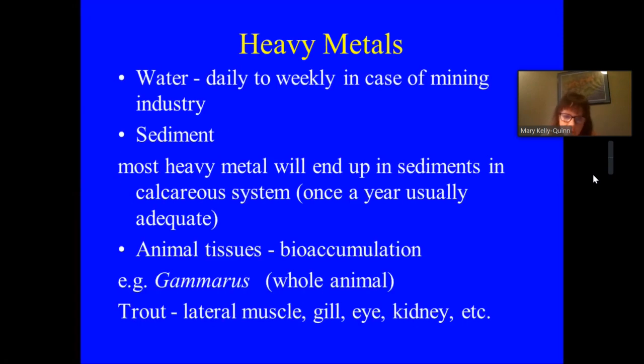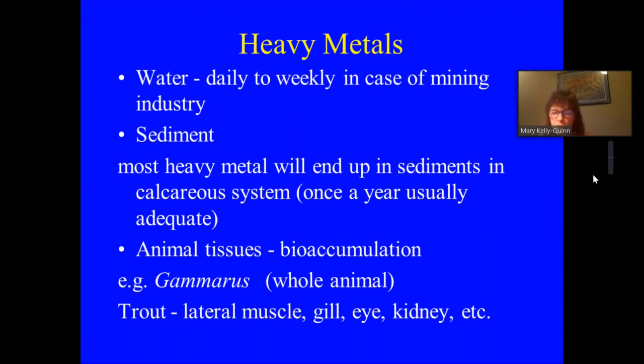Now, heavy metals. As I said, they have to be analysed both in water and sediment, particularly in calcareous areas. The heavy metals will end up in sediment. Must think about animal tissues for bioaccumulation. Now, we have worked with 2 animals for bioaccumulation studies. The first is the gammarids, so that's your freshwater shrimp. Very useful because these live quite close to the sediment and consume a lot of organic matter in the sediment, so they have potential there to uptake heavy metals.